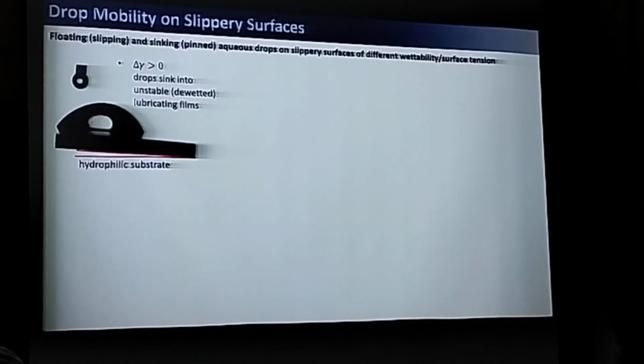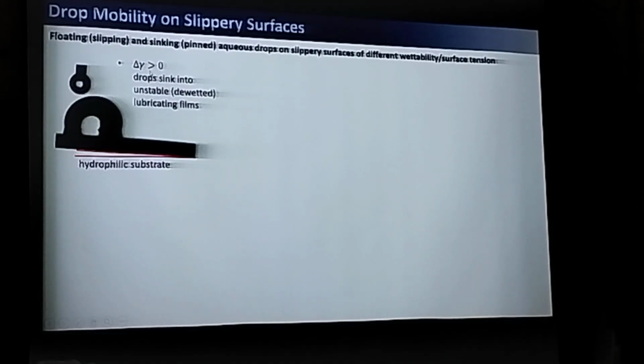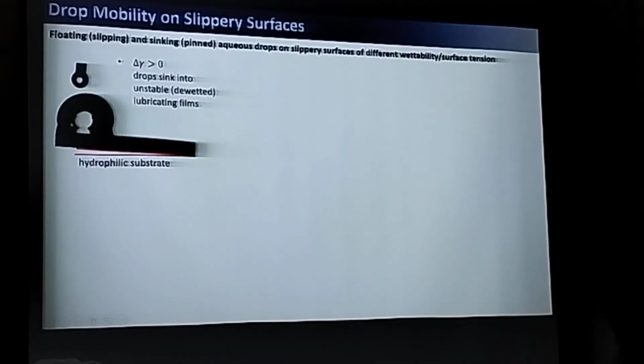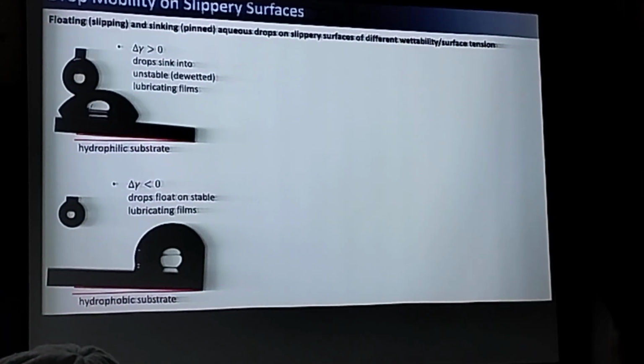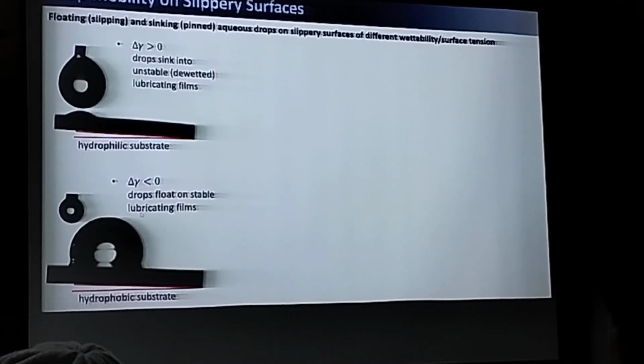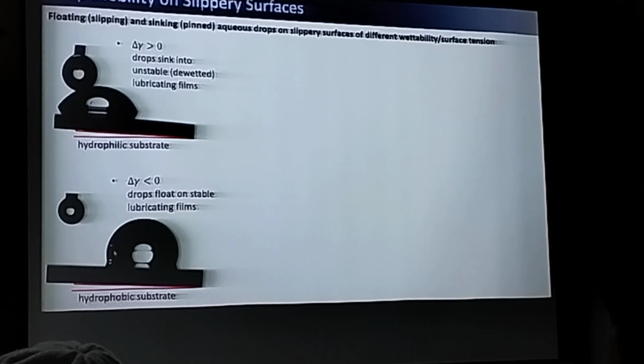So here are the experimental results. If the delta gamma or the floating condition is not valid, the liquid drop is not moving, whereas if the delta gamma or the floating condition is met, this liquid drop will slip on the surface forever.